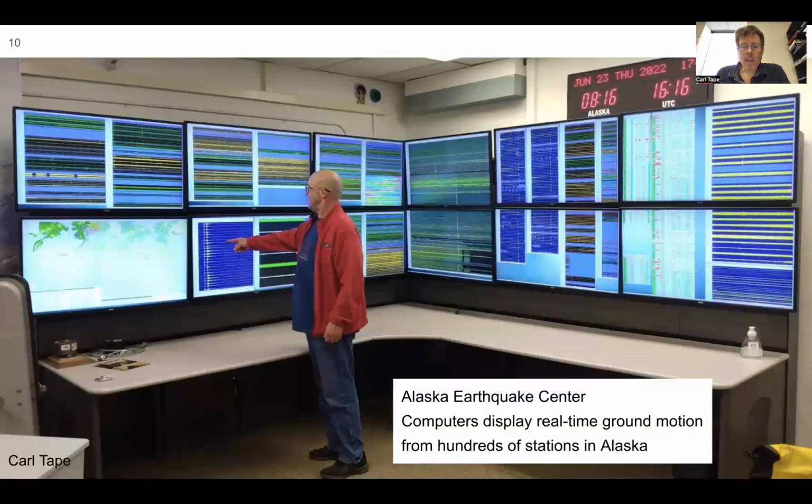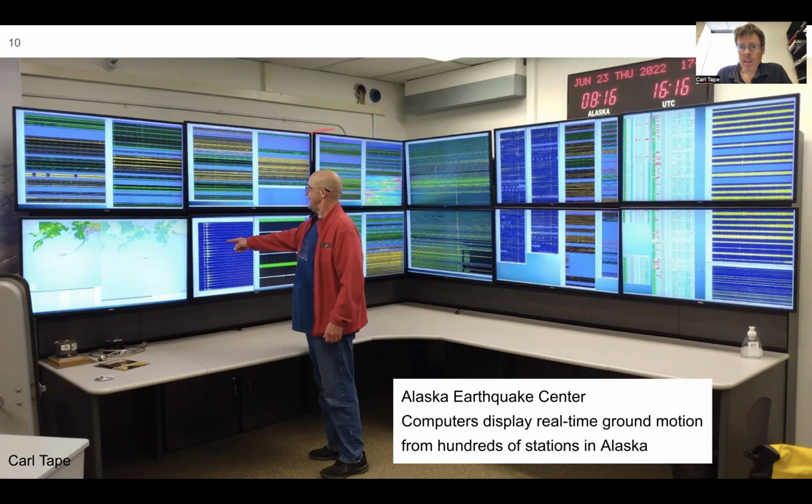This is a shot from the Alaska Earthquake Center. These computers display real-time ground motion from hundreds of stations in Alaska. Each one of these little things is a different station. As different earthquakes come in, they get sorted in a way that makes it easier to view. In reality, this is a kind of public-oriented display, where anyone can walk in and get a really big overview of information.